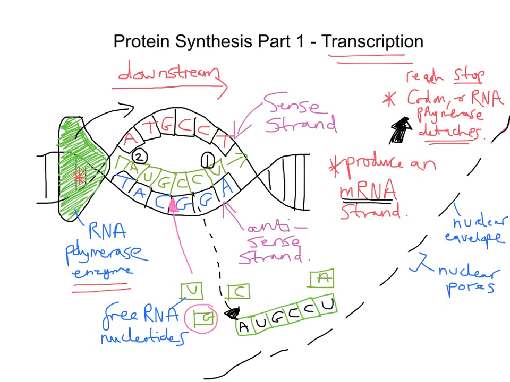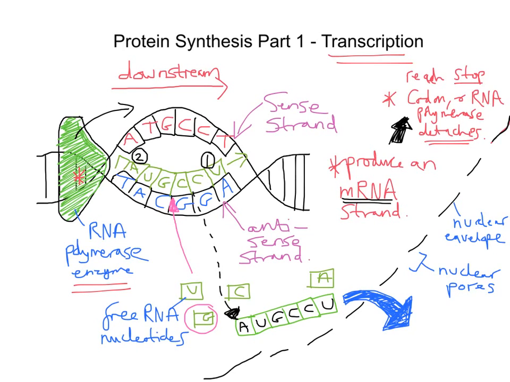And as I said at the start of the story, once we've released that mRNA strand, that messenger RNA, that strand is then able to exit the nucleus via a nuclear pore and passes into the cytoplasm. Now it's there where that messenger RNA molecule will then move towards a ribosome for part 2 of protein synthesis, what we call translation.